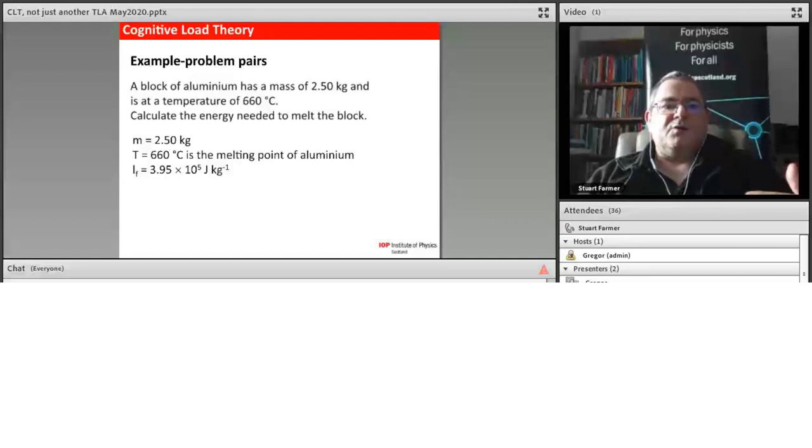We then look at the temperature, 660 degrees Celsius, and we can look up the data table. That's the melting point. So we know that it's on the point of melting. If it's on the point of melting, we know that it's the specific latent heat of fusion that we look up. So we look up in that data table. We can then be sure that we've got the information we need to do a standard calculation. And then I'll do the calculation and punch the numbers into the calculator.